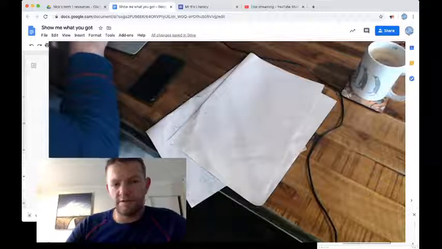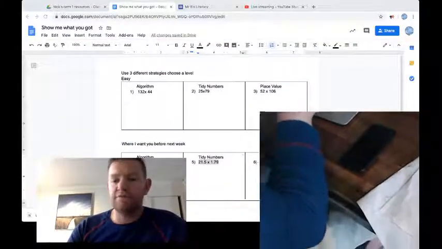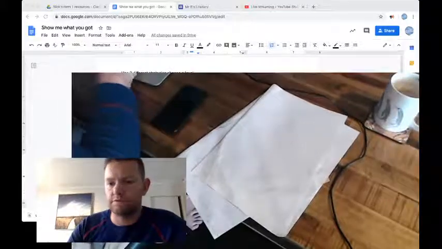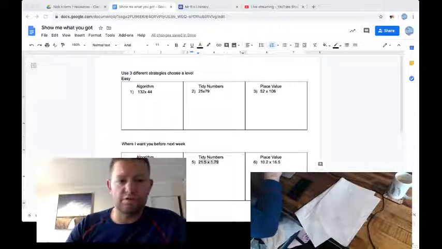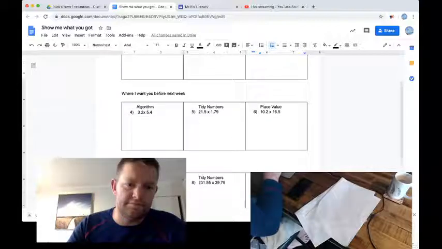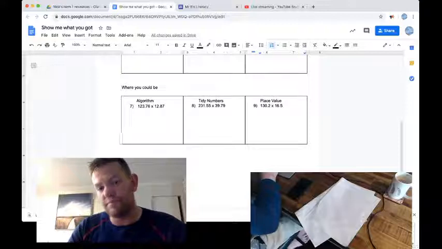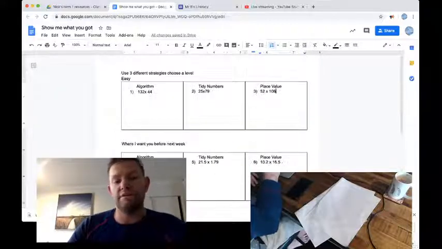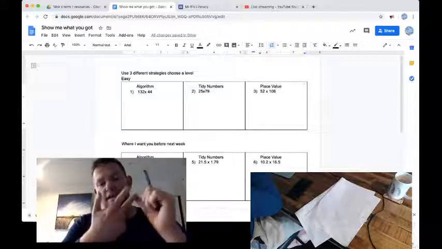So this week is super simple. I'm going to just show you what it's all about. You have to choose. Just make this smaller. You guys have to choose your level of work that you want to do. You can try easy level, where you have 3 questions, or you can try where I think you should be, or you can try where you could be. You'll note that there's 3 different strategies. They are the 3 strategies that we've been working on: algorithm, tidy numbers, and place value.